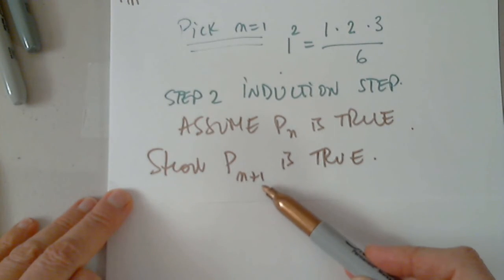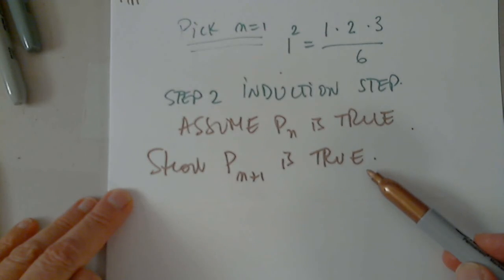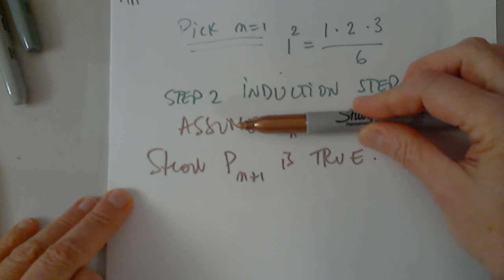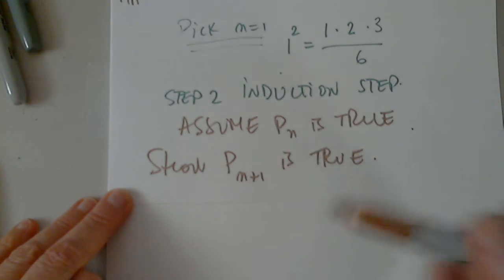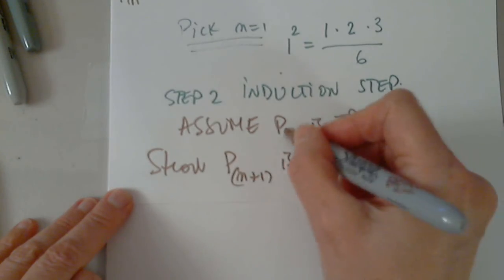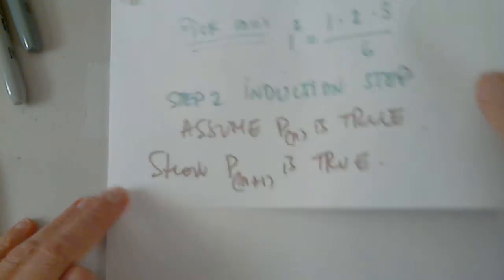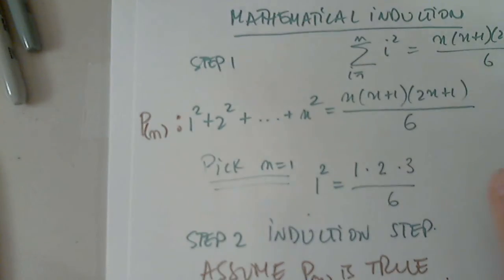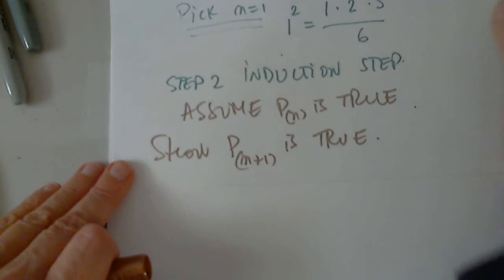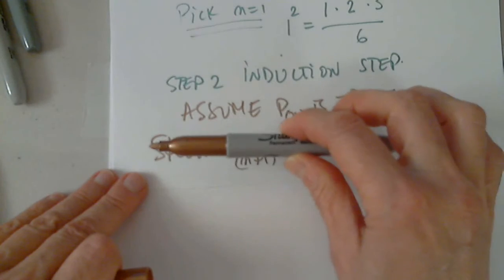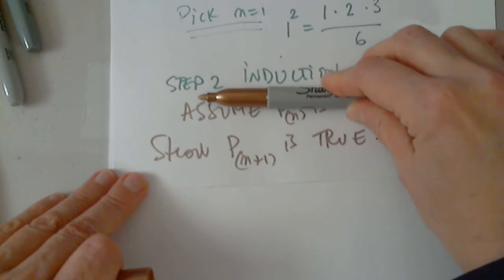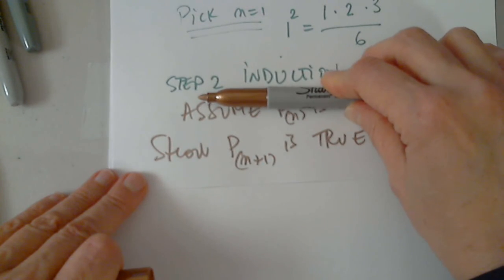If Pn plus first is not true, then my assumption was wrong. And I will say, sorry, P sub n, or written like this with parentheses. It can be denoted like that too. Show that Pn plus first is true. If I show that this is true, obviously the assumption I started with is correct.